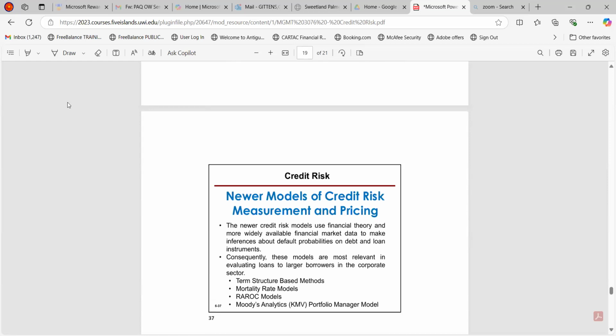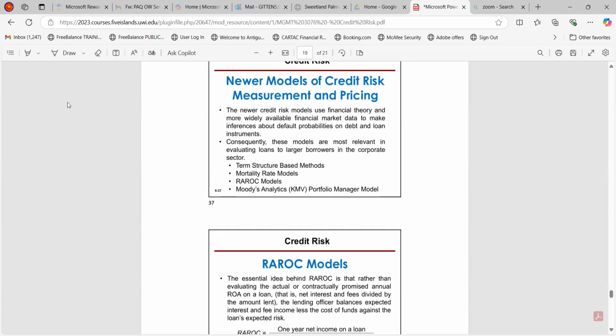And then there are some other ones. The term structure-based model: you look at the term structure of interest rates, meaning based on maturity, interest rates are higher. You use the term structure-based method for pricing. You look at mortality rate models, you look at the ROC models, you look at Moody's Analytics. There are different types of models.